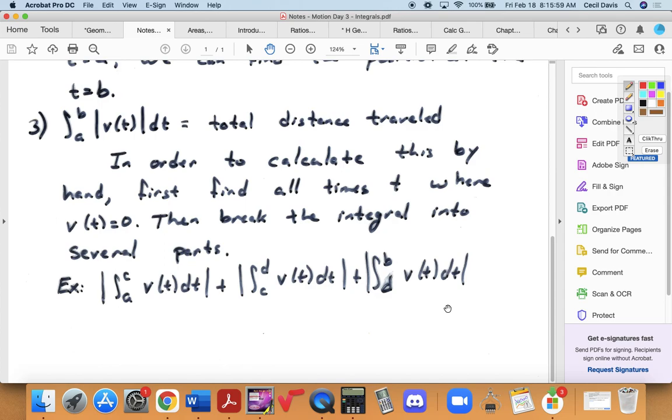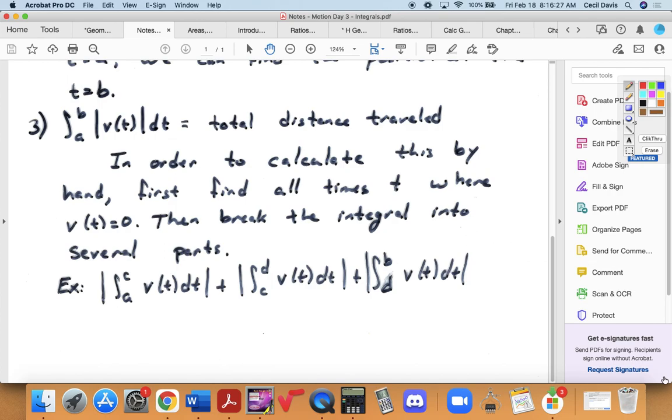Now, I honestly don't do this a whole lot. When I learned this and then even taught it, what I would do is if the velocity was positive on this, I didn't bother putting the absolute values. And then if the velocity was negative from c to d, I would just put a minus sign here. It amounts to the same thing, right? So either is fine.